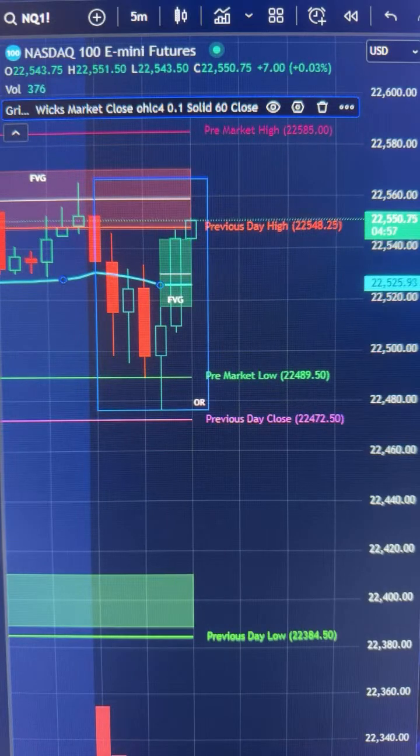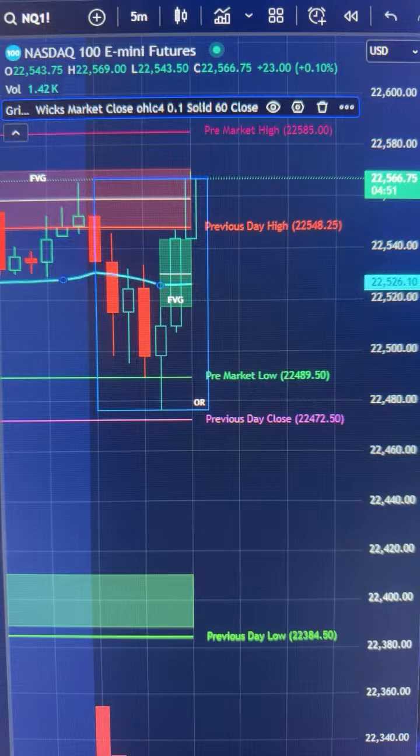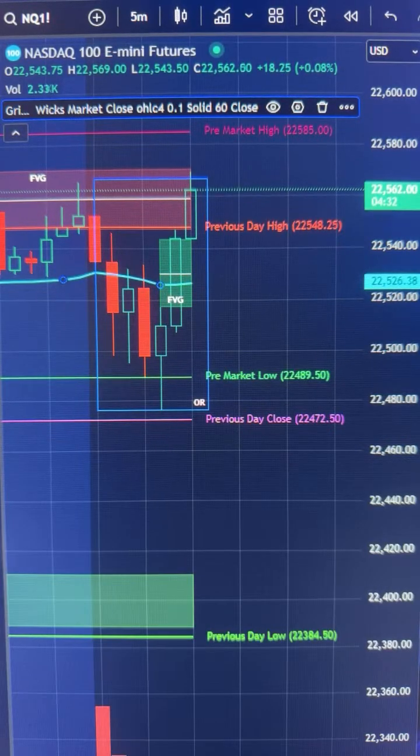Oh my gosh, still in. 40 points here, guys. Oh my gosh, 50 points. There we go. Yo! I moved my stop up to previous day high, 22,548 is my new stop. I'm letting it run. I would trim again, but I don't have anything to trim. If I sell, I'm out. So if you have multiple runners, trim.